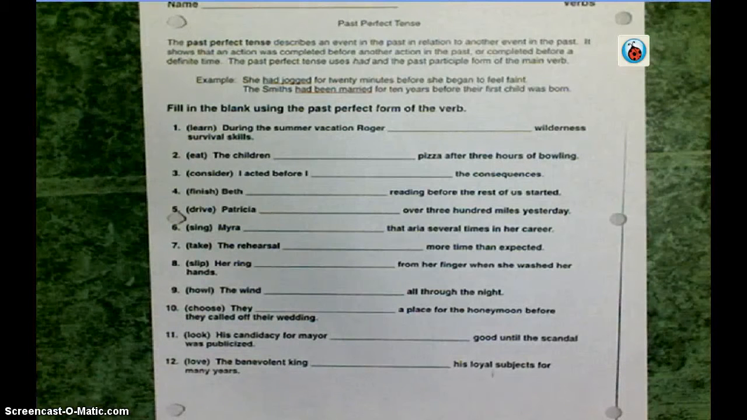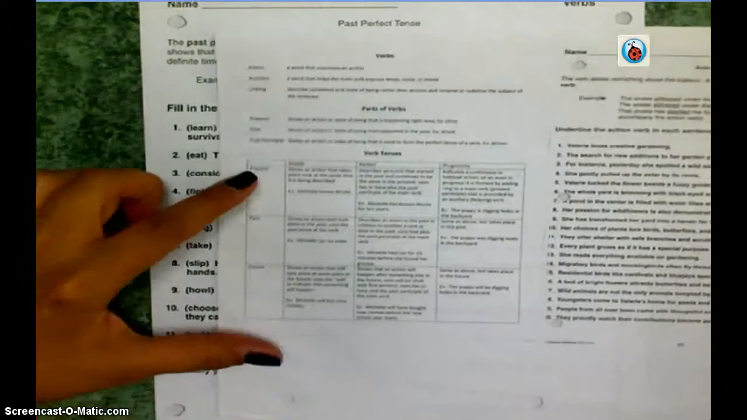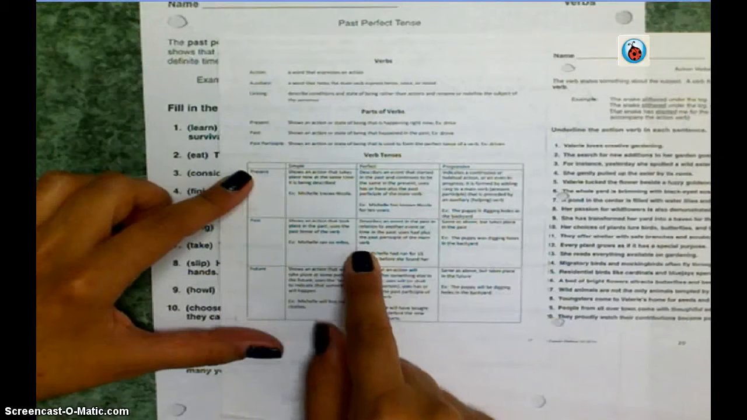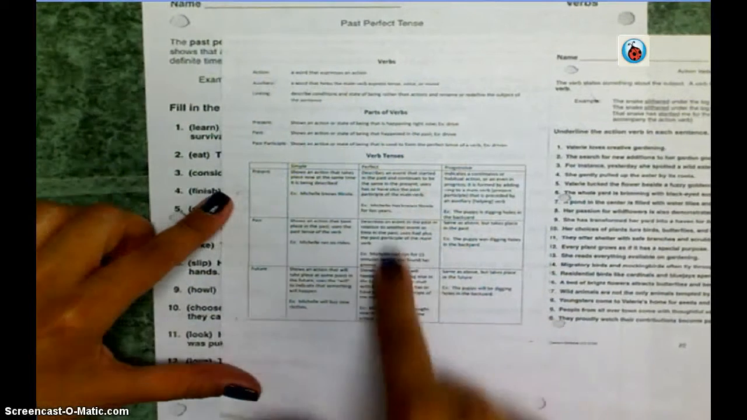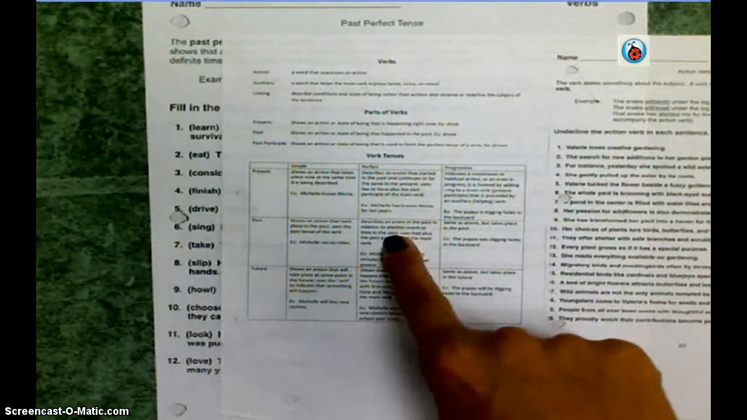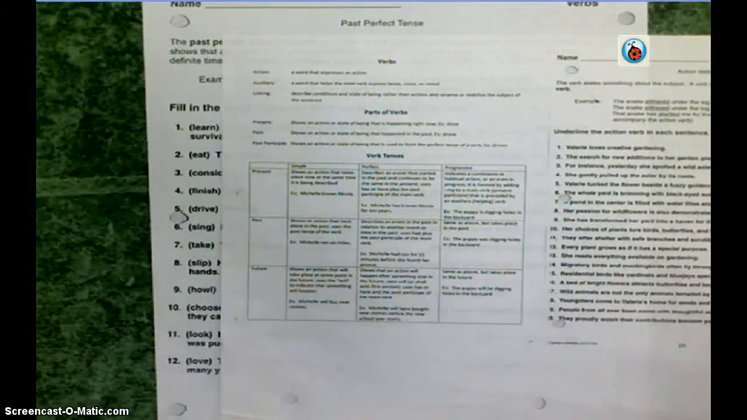Miss Irizzo here, and today we're going to talk about the past perfect tense of verbs. This is page 32 in our grammar packet. And you're also going to want to have your chart easily accessible, okay? We're doing the perfect tense, which is this middle column, and we're doing the past perfect. So it's this middle of the tic-tac-toe board right there, okay?